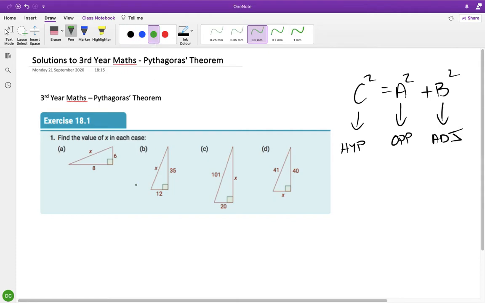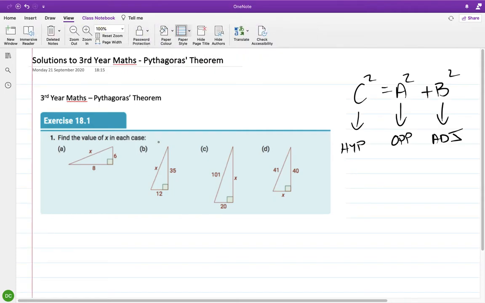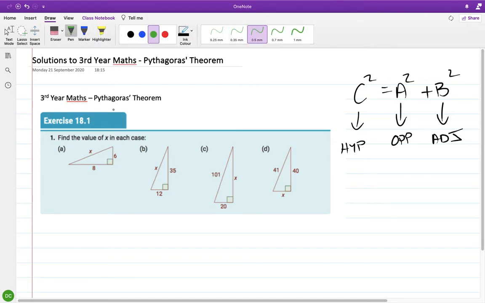Okay, so just get some lines. Right. First one here, there's your hypotenuse because it's opposite the right angle. And then it doesn't really matter with the other two, so we call this the opposite and this the adjacent. Sorry, I should have done this. So this is C, this is A, this is B.